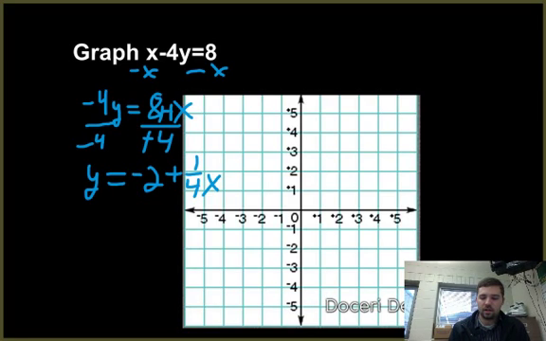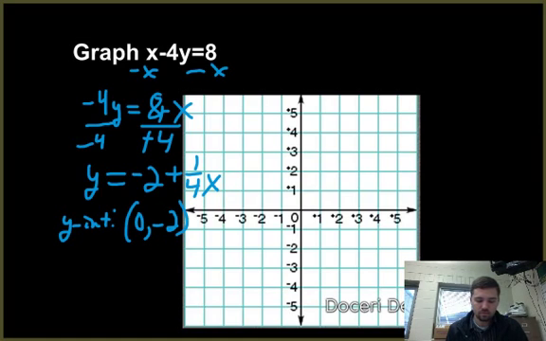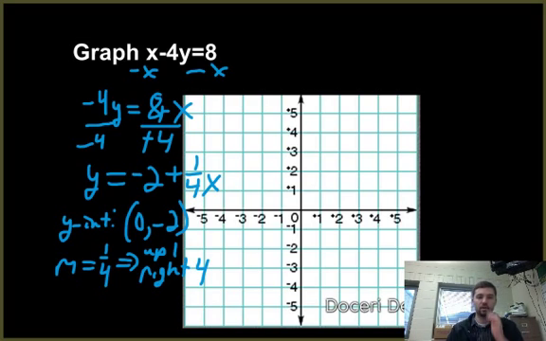Okay, so let's graph this thing. First thing I do is graph the y-intercept. Well, my y-intercept is at 0, -2, and my slope is 1 over 4. Remember, 1 over 4 implies up 1 and right 4 units. Okay, so that's my slope of 1 over 4.